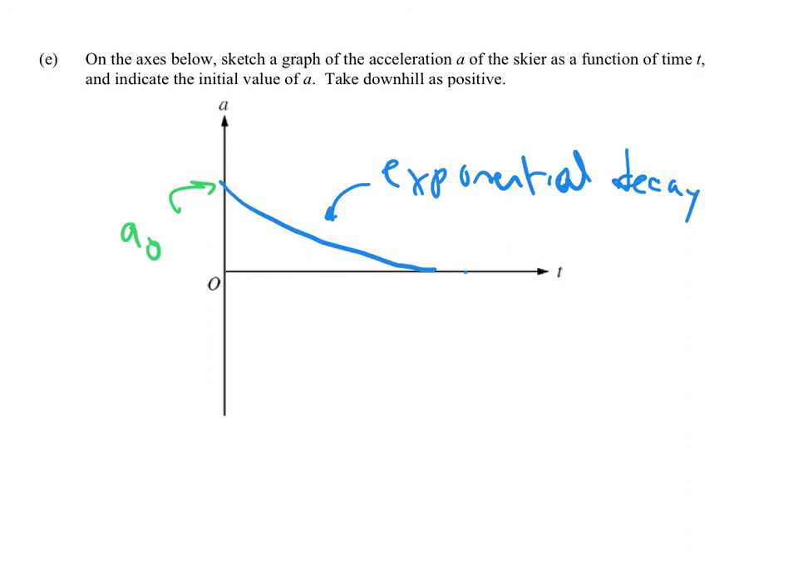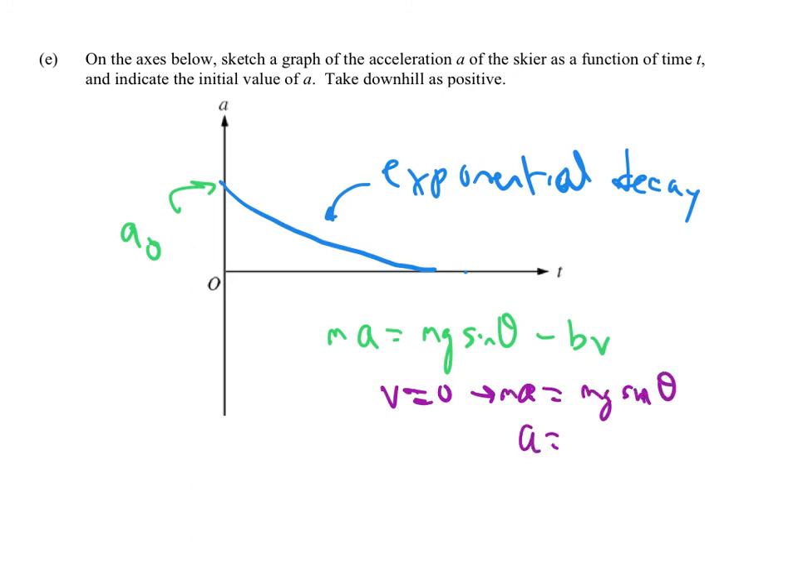But that's okay, because at the start, we have that ma is, as we had before, mg sine theta minus bv. When v equals 0, we have that ma equals mg sine theta, or a is just g sine theta. So the initial value is g sine theta, and that's good because at that moment it's just sliding along an incline, and we're used to the idea that the x component of something just sliding on an incline is g sine theta. So this is well believable.